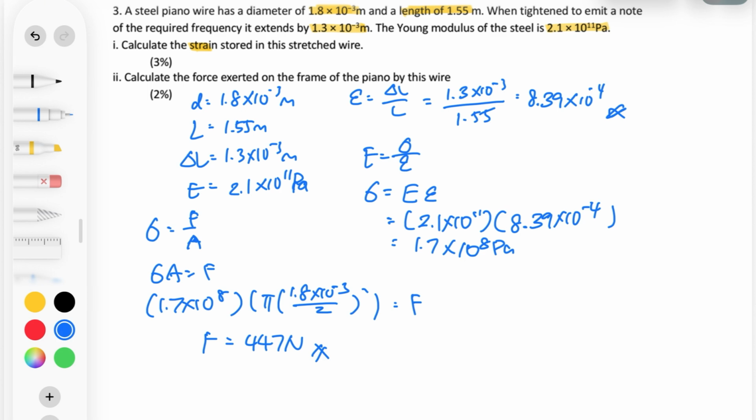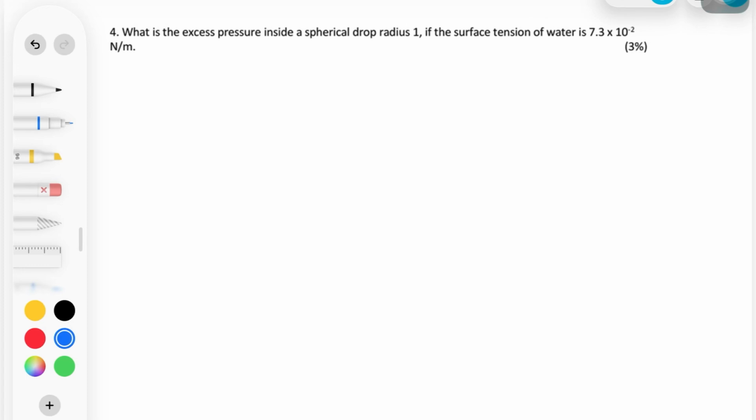Again, very similar. We know the formulas for strain, stress, and Young modulus. So we can just substitute and find the answer we want. Okay, easy. Let's go into question number 4.